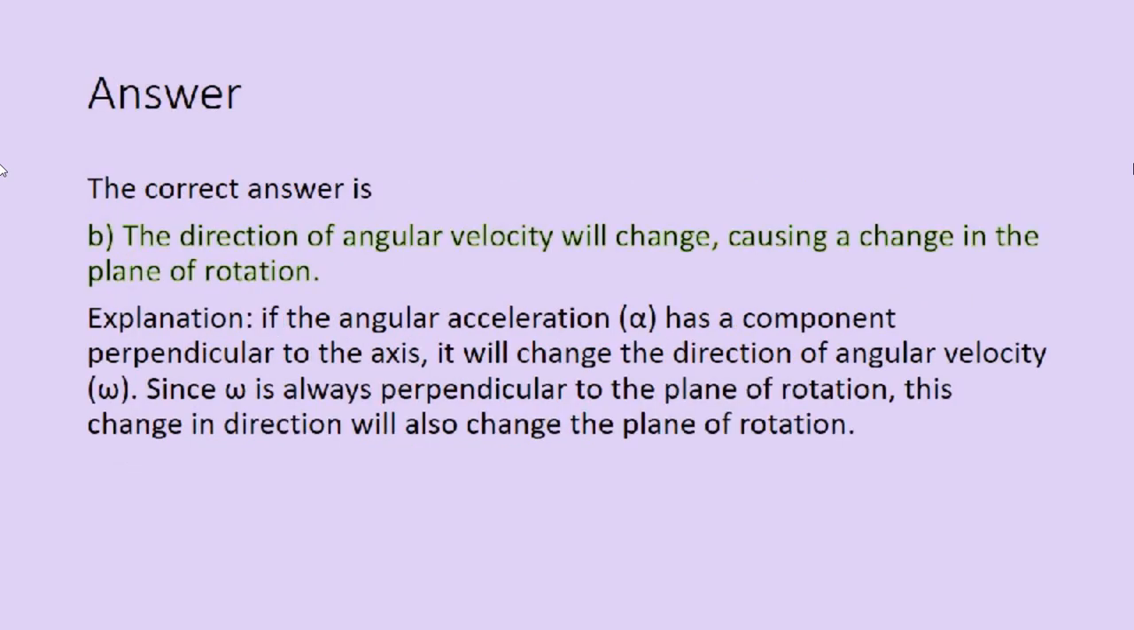And the answer is option B. The direction of angular velocity will change, causing a change in the plane of rotation. Explanation. The text says that if the angular acceleration alpha has a component perpendicular to the axis, it will change the direction of the angular velocity omega. Since omega is always perpendicular to the plane of rotation, this change in direction will also change the plane of rotation.